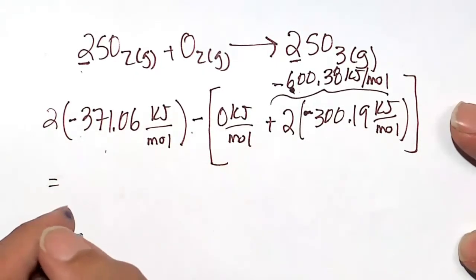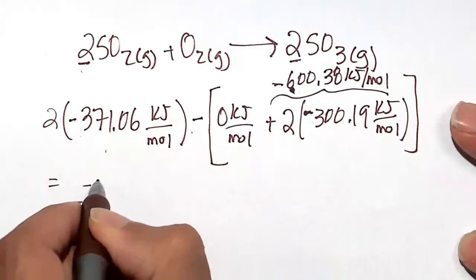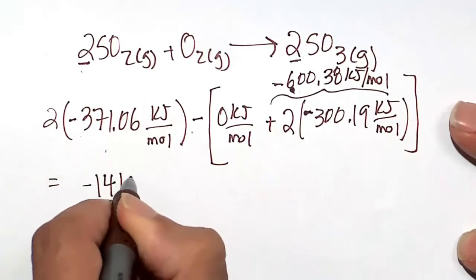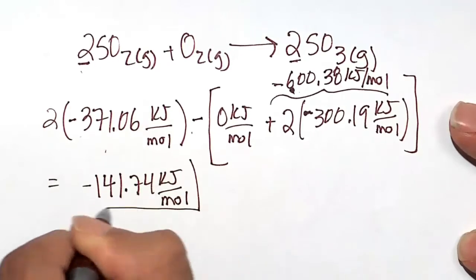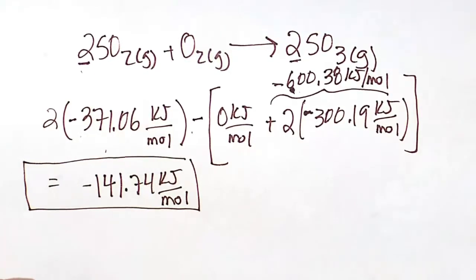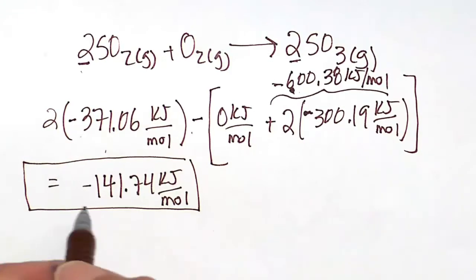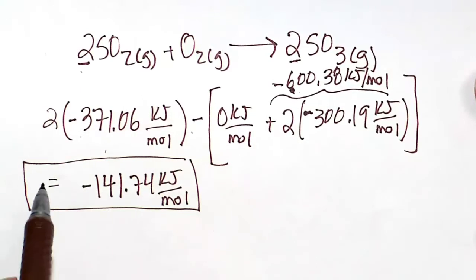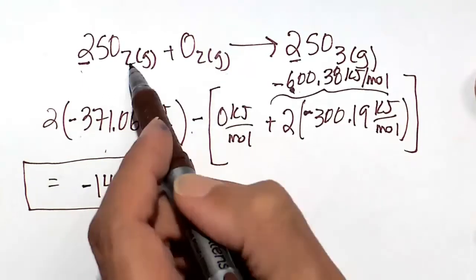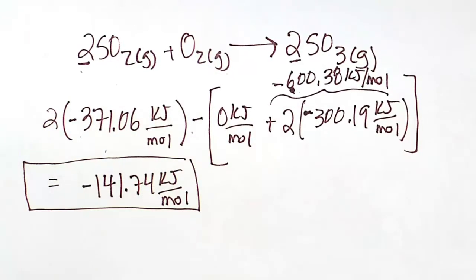On my calculator, I'm getting an answer of minus 141.74 kilojoules per mole. Again, we call this an exergonic reaction. We expect this reaction to proceed in the forward direction and generate products by virtue of the minus sign. Here at standard state, 25 degrees C, under 1 atmosphere of pressure, because these are gases, this reaction would be exergonic.